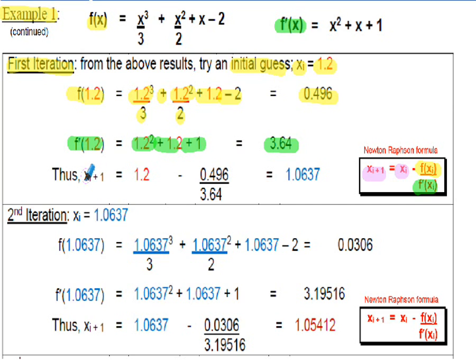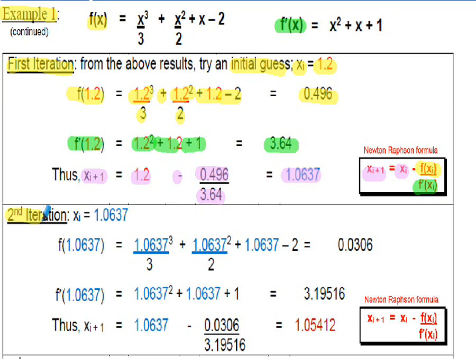So to get the next estimate for the root, xi plus 1 is going to equal the 1.2 in this case, the xi, minus the function of x, in this case that's 0.496, divided by the function dash x, in this case that's 3.64. That gives me an estimate of the root for the next iteration of 1.0637.